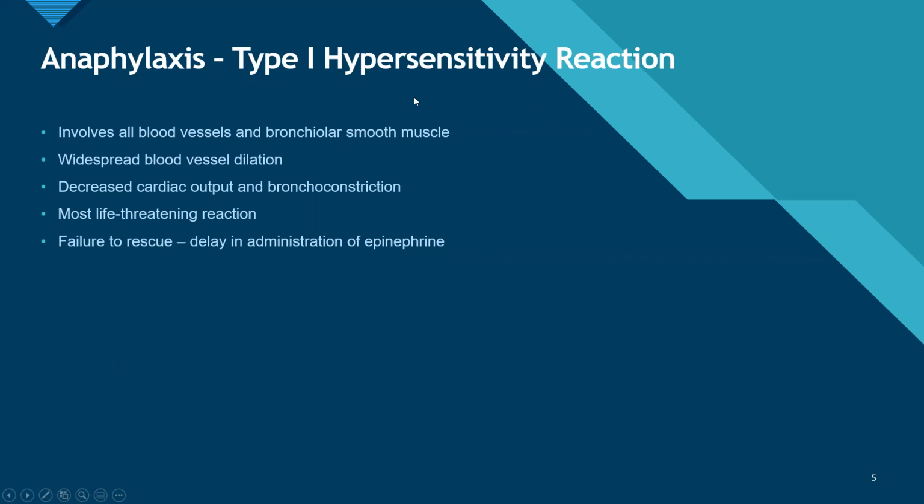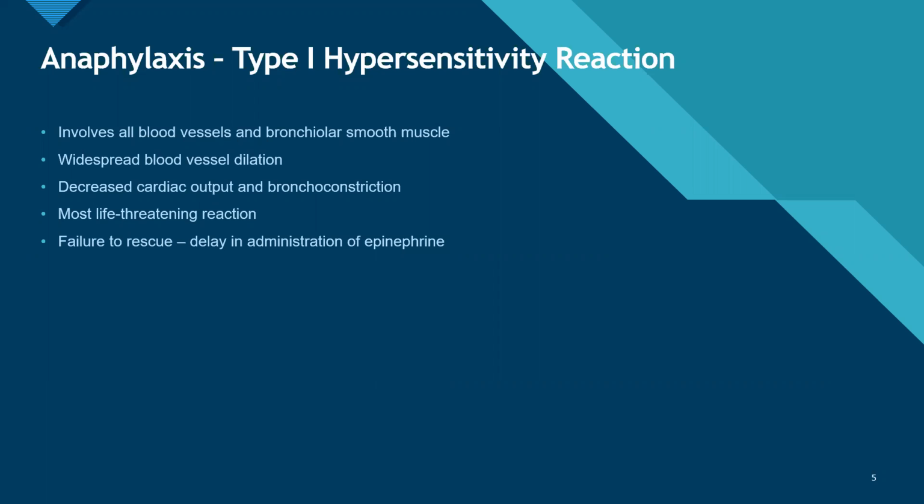But really type 1 hypersensitivity reactions are typically a life-threatening reaction, and failure to rescue is the reason that patients die, or people die if they're out in town as well, right? If they're allergic to bee stings and they don't carry their EpiPen and their family doesn't know about it. So it involves all the blood vessels, and it's a vasodilator. Bronchioles, it's a smooth muscle vasodilator is what happens in that anaphylactic reaction with the sympathetic nervous system.